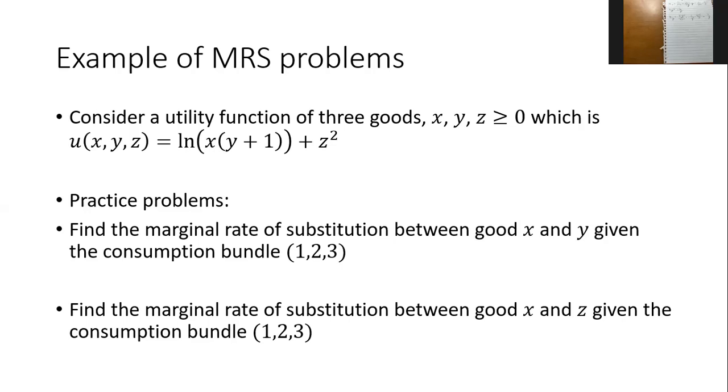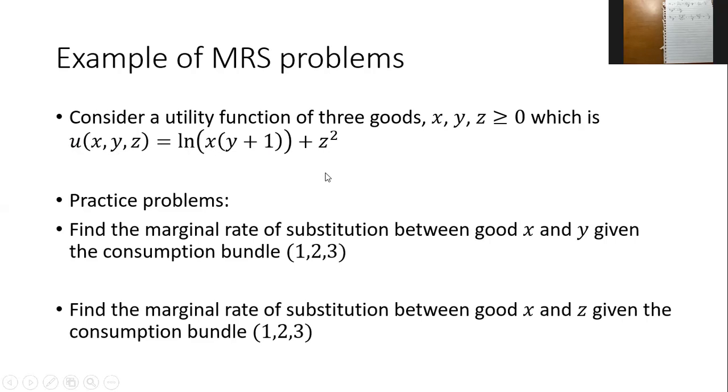I was taught to find this point on the graph, and that's the answer. Well, I'm giving you problems now that are 3-dimensional. It's actually 4-dimensional here. X, Y, and Z are 3 dimensions, and utility is a 4th dimension. You can't even attempt to graph that. And I'm giving you a sort of complicated utility function here too. It's the natural log of x times y plus 1 plus z squared.